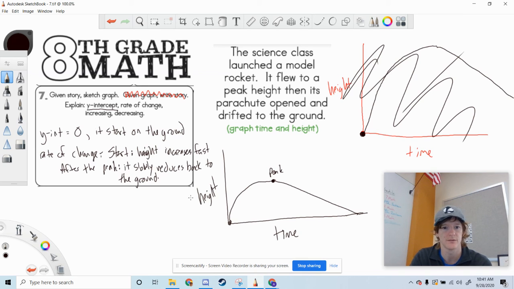All right, so how about at the very end of this? It slowly reduces back to the ground at a constant rate. All right. I think that last part's important because it does go at a constant speed straight down. It doesn't fall and accelerate like it did at the beginning.